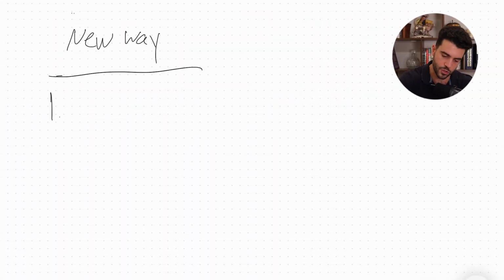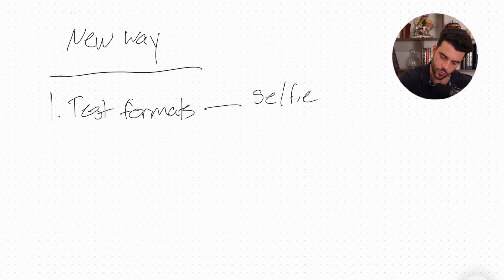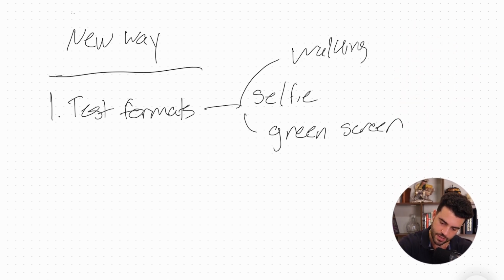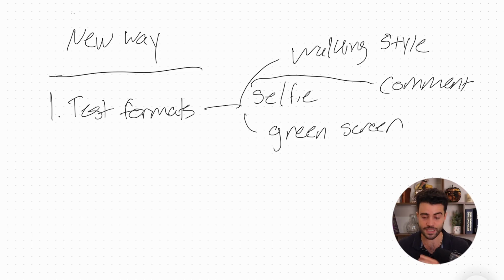So the first thing that you want to do is you want to make sure that you're testing multiple different formats. So formats being selfie style format, green screen style format, walking and talking style format. There's also responding to a comment style format. So there's all these different types of formats that are now way more important for you to include in your overall campaign, because otherwise you're not going to give Meta enough ads to be able to find the buyers that actually respond best to your messaging.